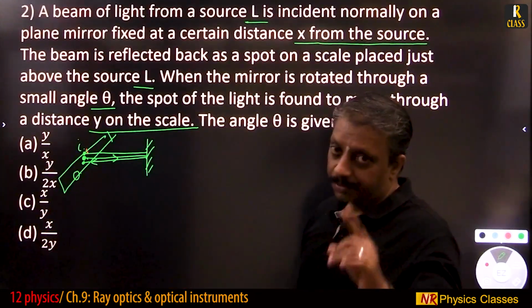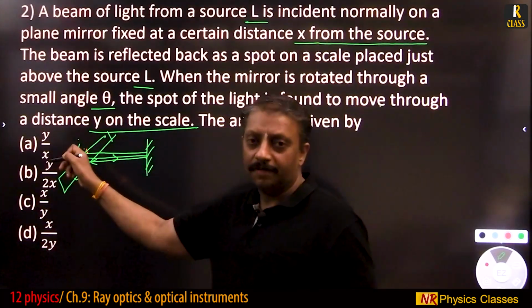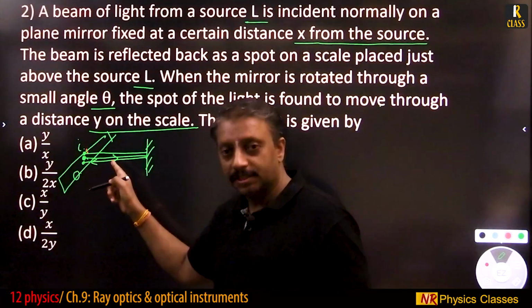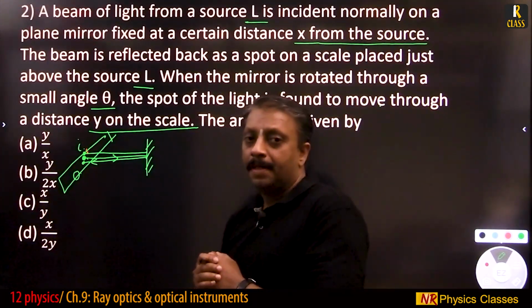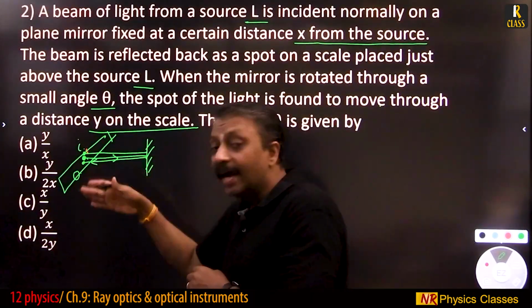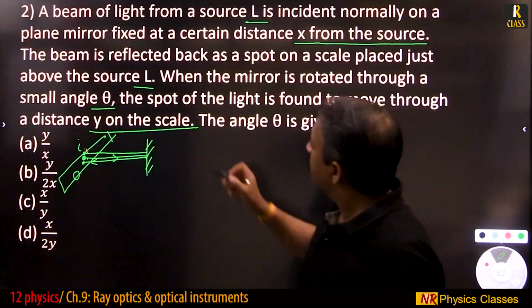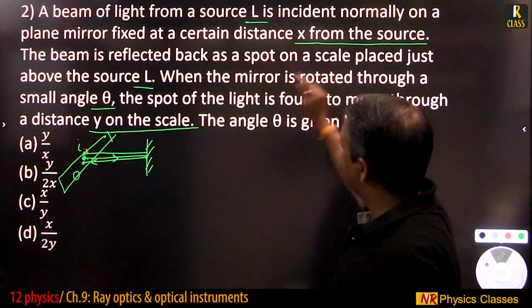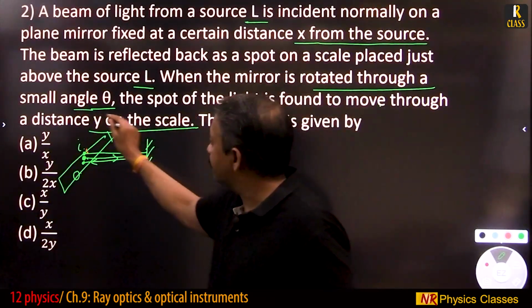This is the first concept. Normal incidence, normal reflection. Angle of incidence is 0, angle of reflection is 0. No deviation. Of course, deviation is 180 degree, which means there is no lateral deviation. Done. Now, the beam is reflected back onto a spot on a scale placed just above the source, when the mirror is rotated through a small angle theta.